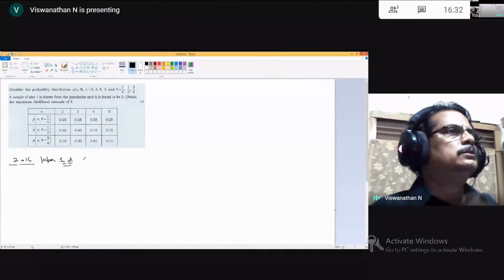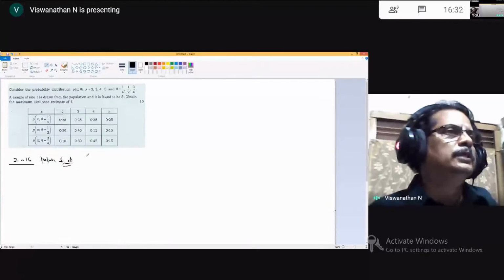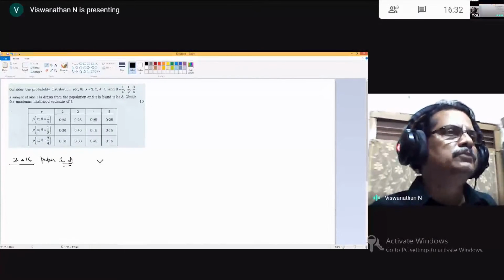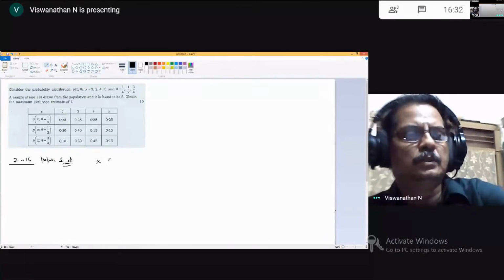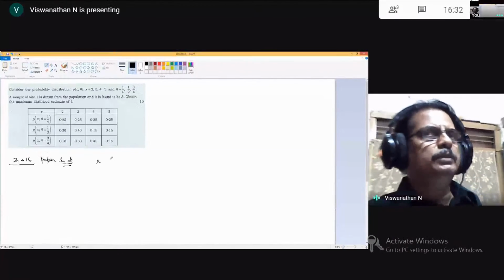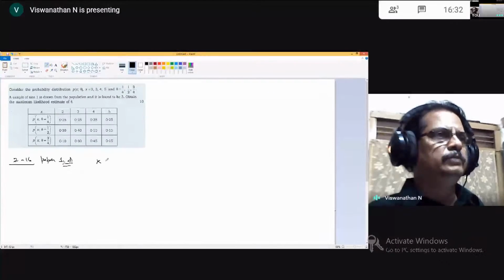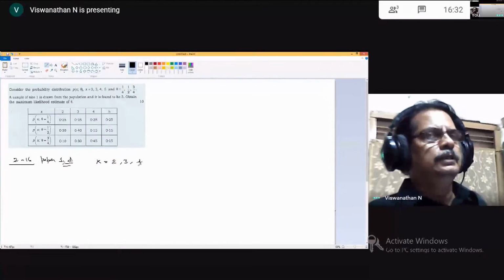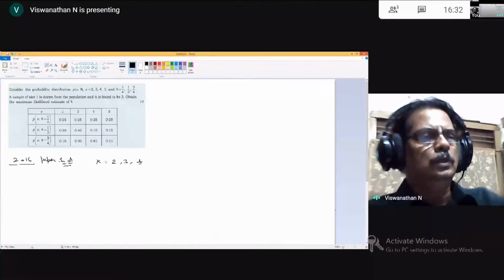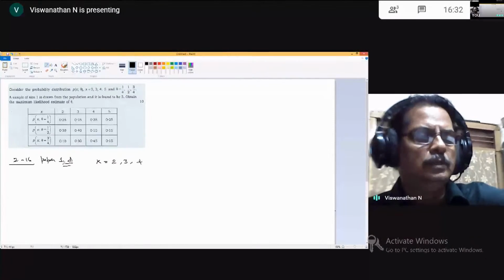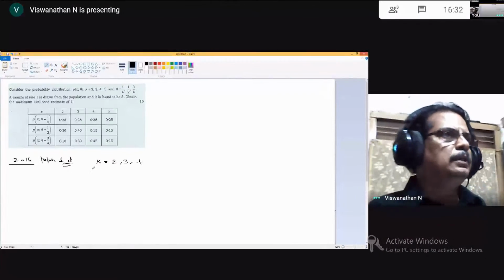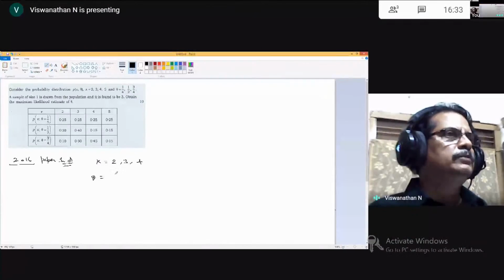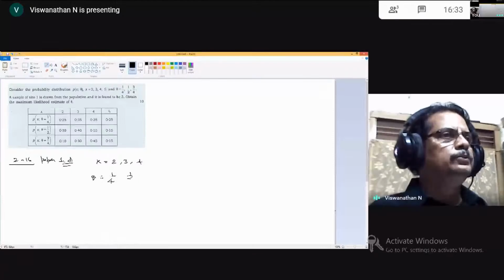So we are given a PMF in which, as in the previous case, we have different combinations. X can take the values 2, 3, and 4. And what about the value of your p or theta? Theta can take 3 values: 1 by 4, 1 by 2, or 3 by 4. And for the different combinations, the values are given in the table.